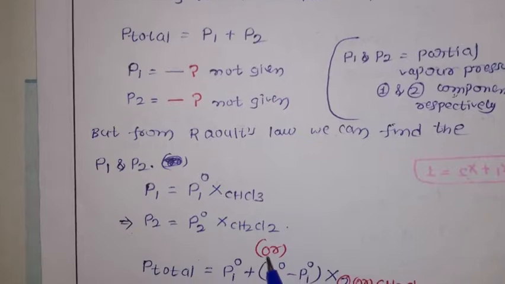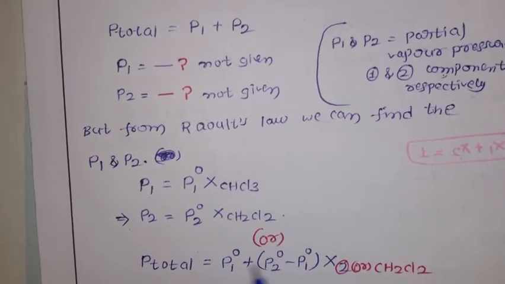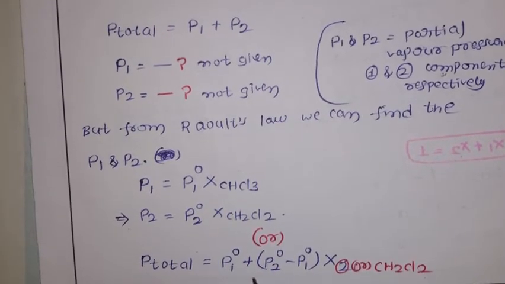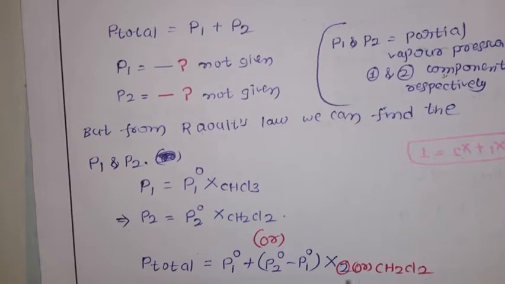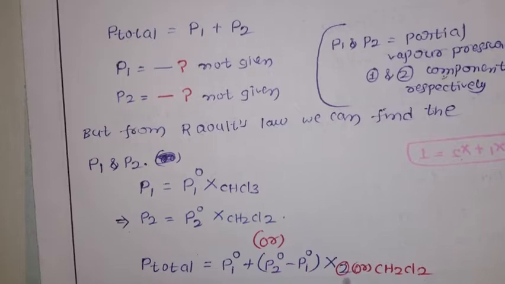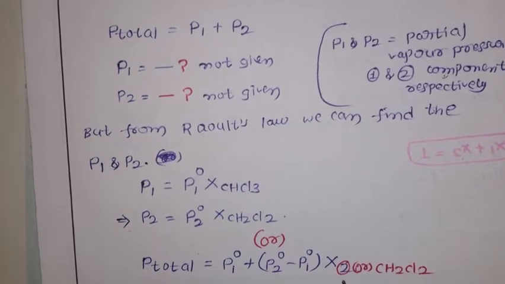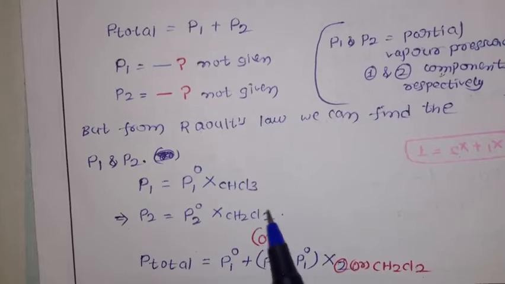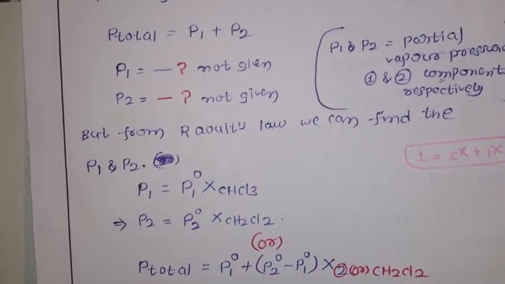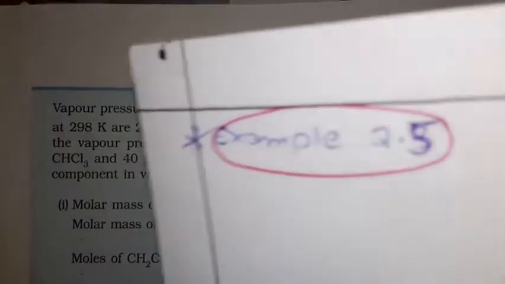Or directly, we have the direct formula: P total equals what? P1 naught plus P2 naught minus P1 naught into mole fraction X2, where the second component, we assume, is dichloromethane. So you have to calculate the mole fraction of dichloromethane. You can calculate from this equation or you can go directly for this equation. Now let us go for the solution here.